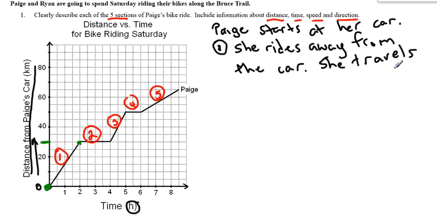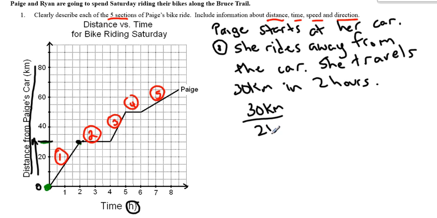She travels, so let's review again. She travels this far. So that is 30 kilometers. And it took her 2 hours. So she travels 30 kilometers in 2 hours. So now I've mentioned distance and time. So the final thing I want to talk about is her speed. And speed is a unit rate that compares distance to time. So her speed, I could say it's 30 kilometers in 2 hours. And then what would that be in 1 hour? So dividing by 2, her speed is 15 kilometers per hour.